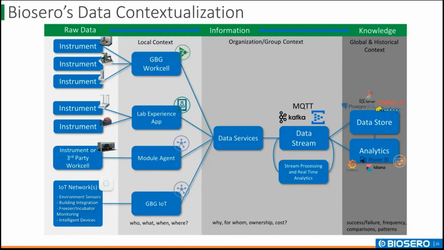data. So an instrument may know nothing about what order this is part of, who the user was that set up this run, or what model of pipettor is being used. And so we can bring in that local context at that level, right?